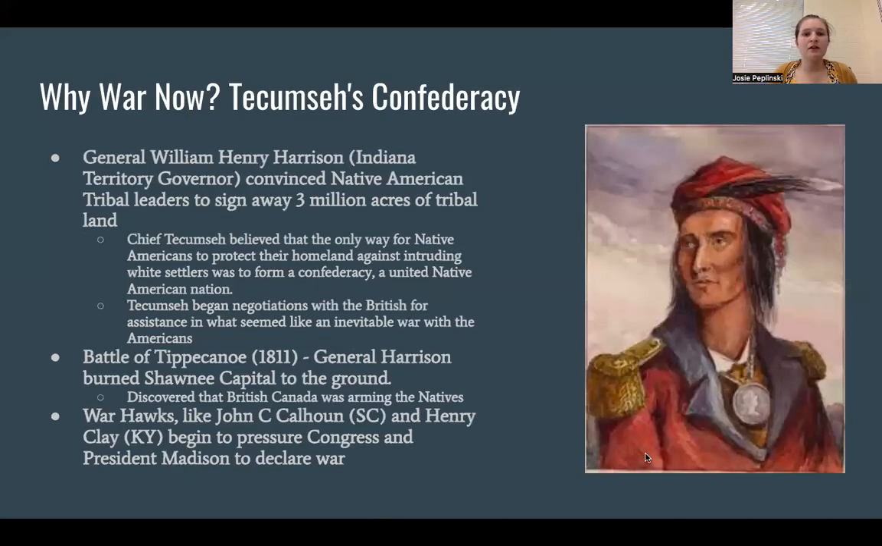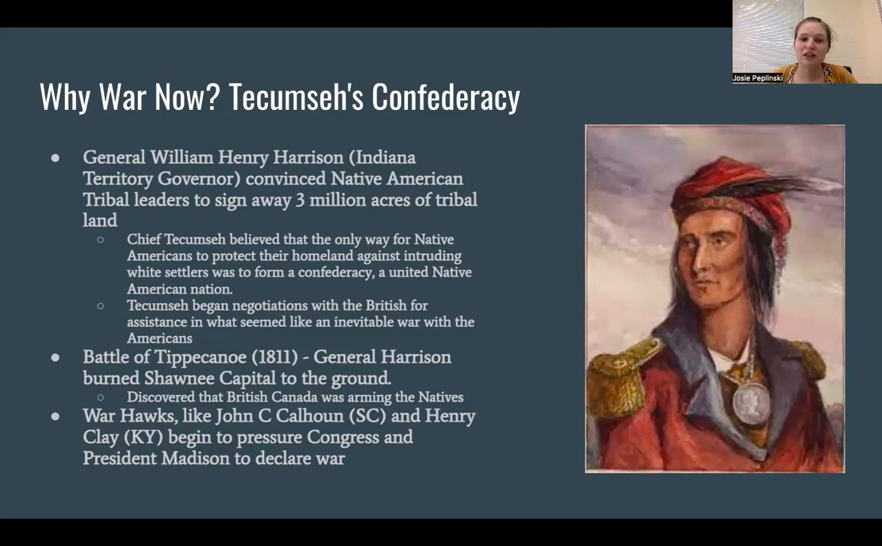So Tecumseh was a Native American tribal leader who was very much trying to defend that Western land throughout the war. General William Henry Harrison, he might be a familiar name. He was an Indiana Territory governor during this time, and he convinced the Native American tribal leaders to sign away 3 million acres of tribal land.